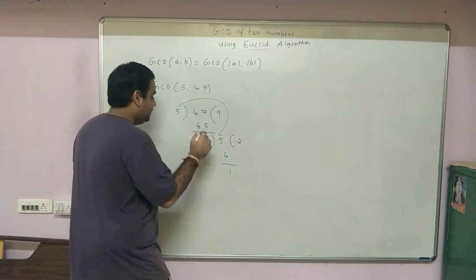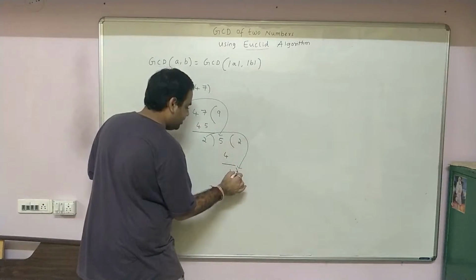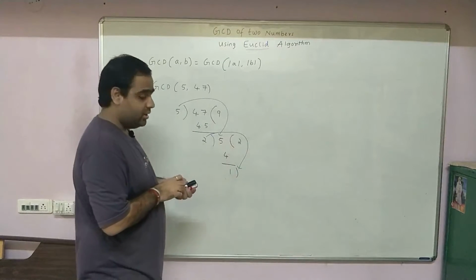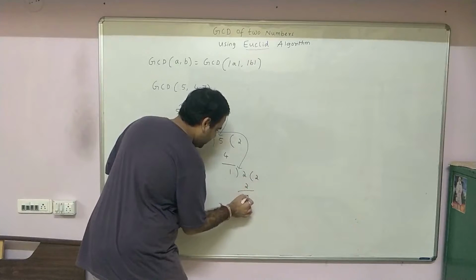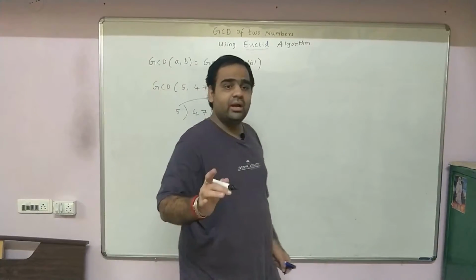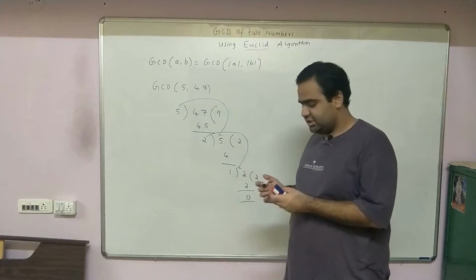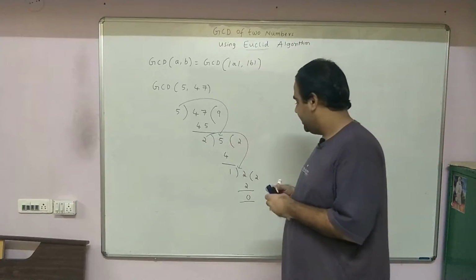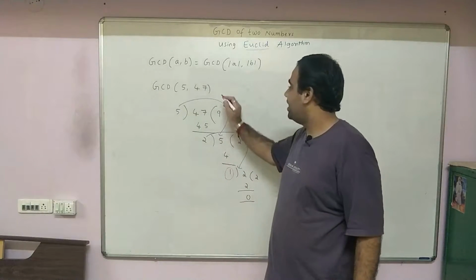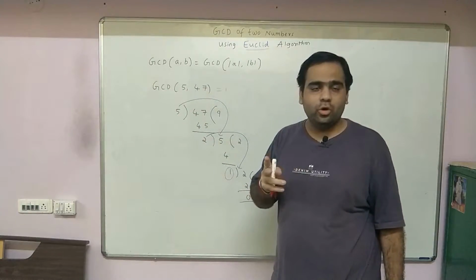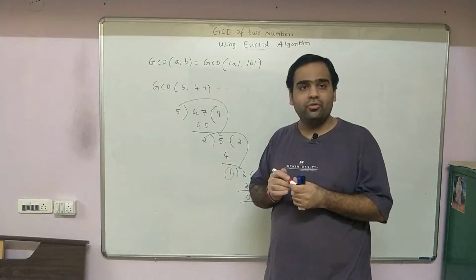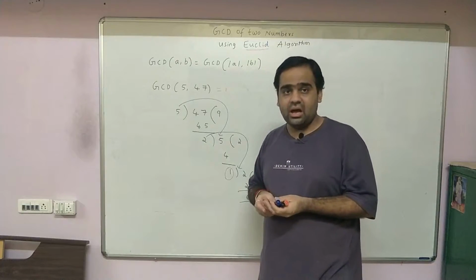Now what do we do again? The previous divisor we make as the dividend, and we write 2 over here. 1 times 2 is 2, and the remainder is 0. Whenever you get the remainder as 0, the previous divisor will be the GCD. Therefore, the GCD of 5 and 47 is 1. They are both co-primes. Now what is co-prime? If the GCD of two numbers is equal to 1, then they are co-primes.